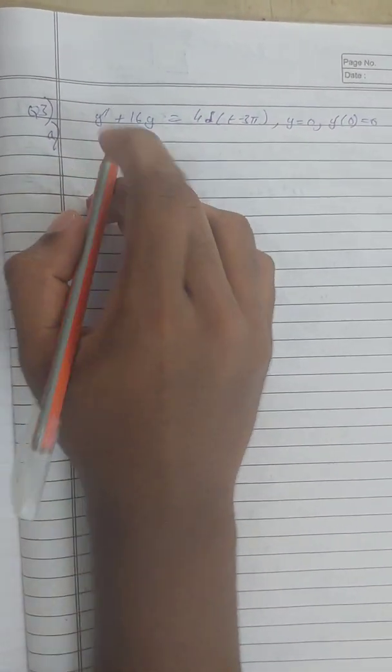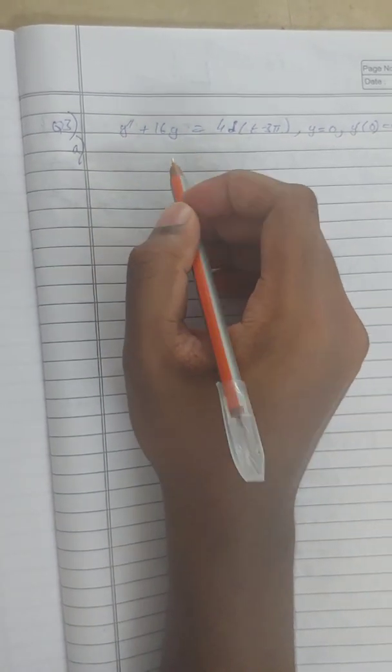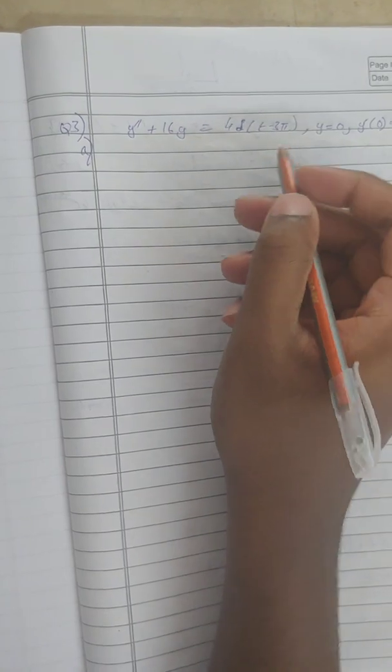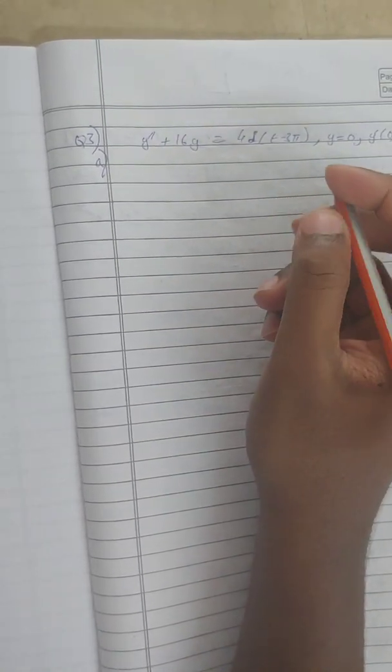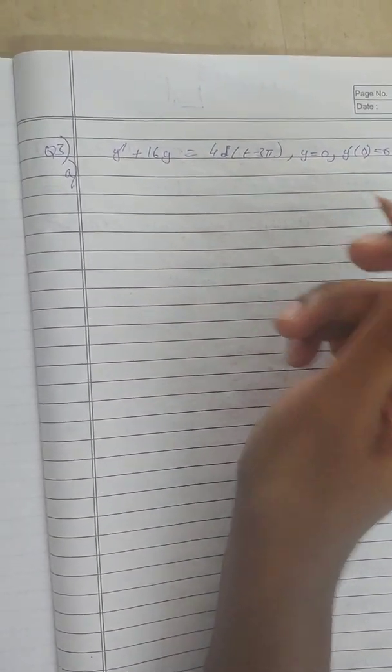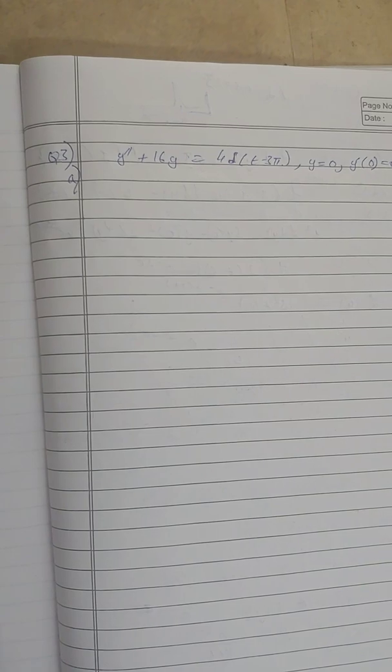So the differential equation given is y double dash plus 16y is equal to 4 direct delta function of t minus 3 pi. So the first part, A, is what kind of real life phenomena is captured by the direct delta function.